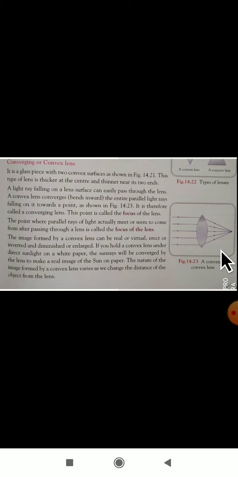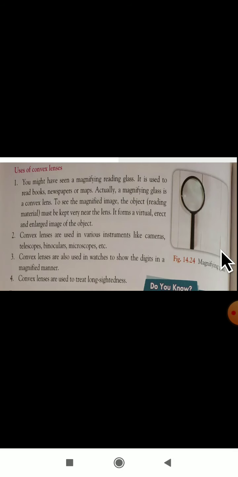Okay, next we will see its uses. You might have seen a magnifying reading glass. Dear student, this is a magnifying reading glass. You have already seen it, I hope. This is what we call a magnifying glass. You must have seen this magnifying reading glass.